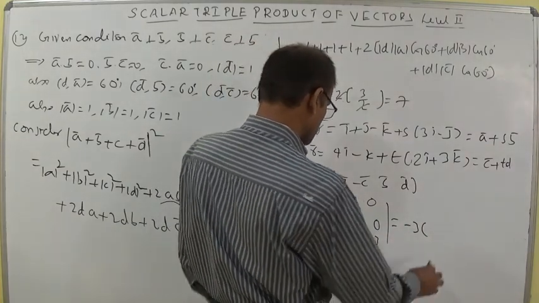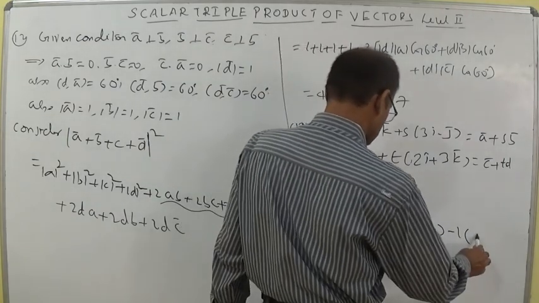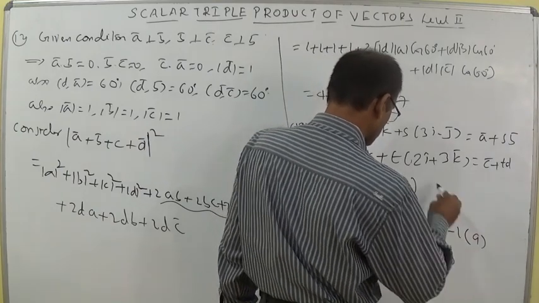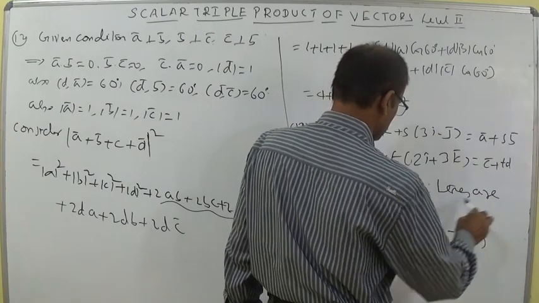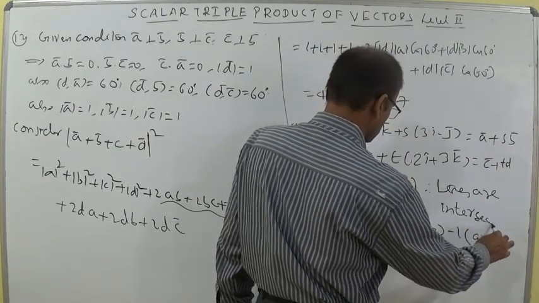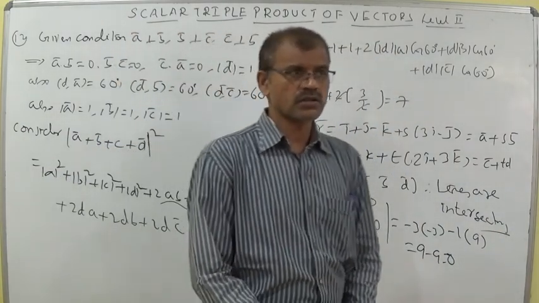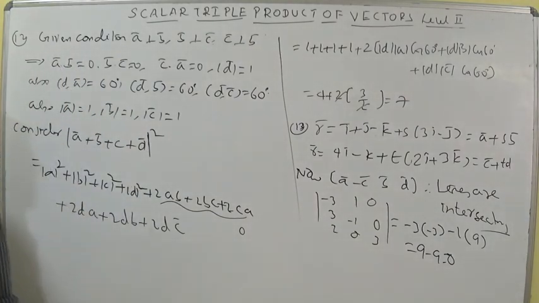Let us calculate: minus 3 into minus 3, minus 1 into 9. This is 9 minus 9. You got 0. Therefore, the lines are intersecting lines. If the determinant value is not 0, they are skew lines. Lines are said to be intersecting lines.